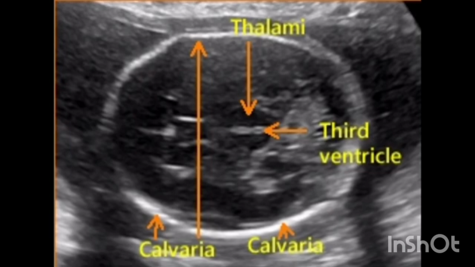1. Outer edge of the near calvarial wall. 2. Inner edge of the far calvarial wall. The cerebellar hemispheres should not be in the plane of the image.